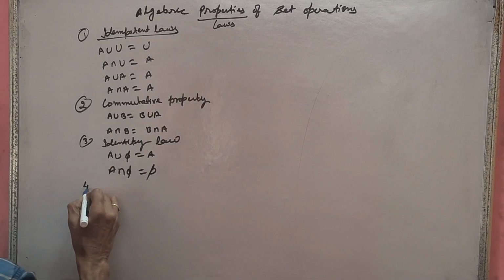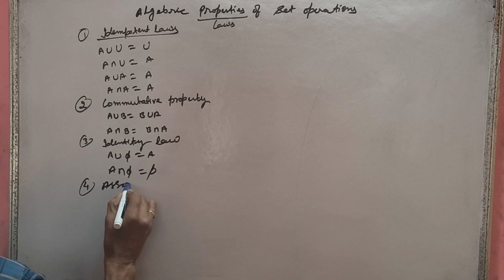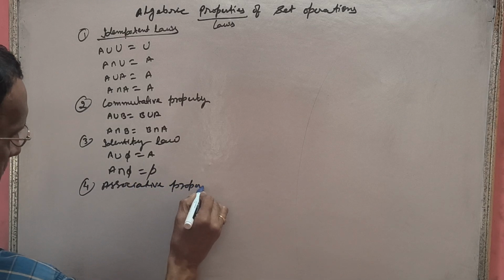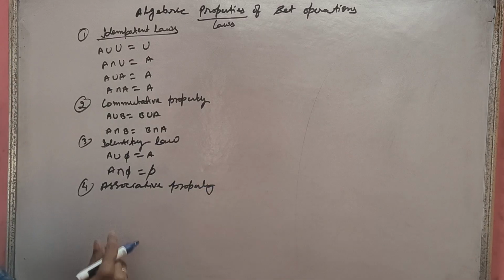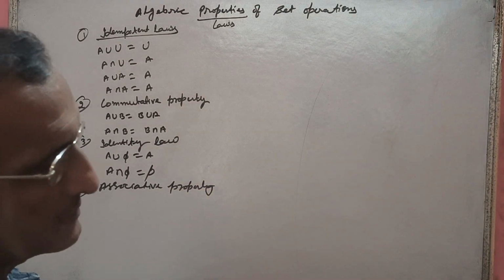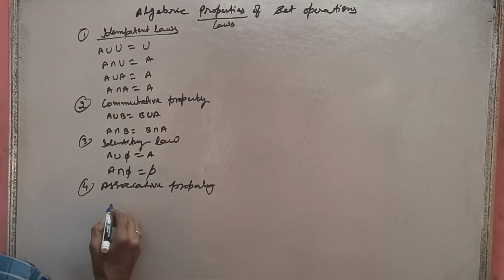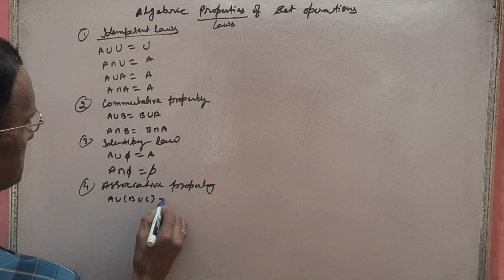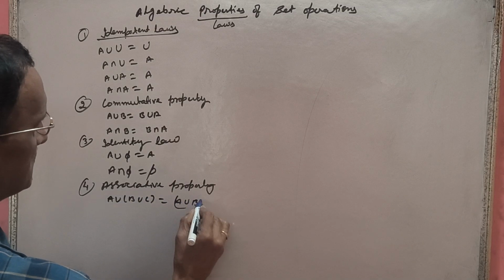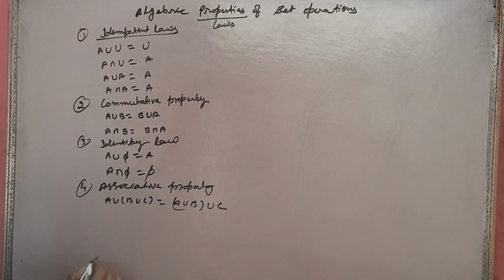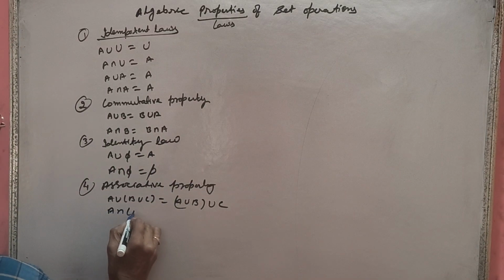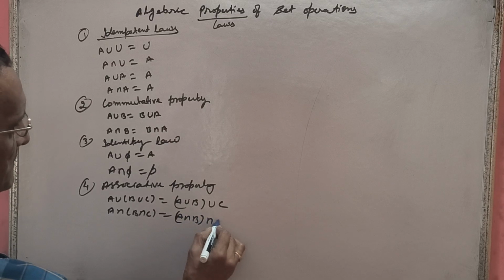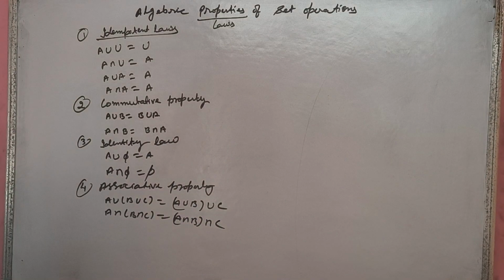Then you have associative property. Just like 2 plus 3 plus 4, similarly here, for union also, for intersection also. A union B union C equal to A union B union C, just like arithmetic. A intersection B intersection C equal to A intersection B intersection C. Understood?